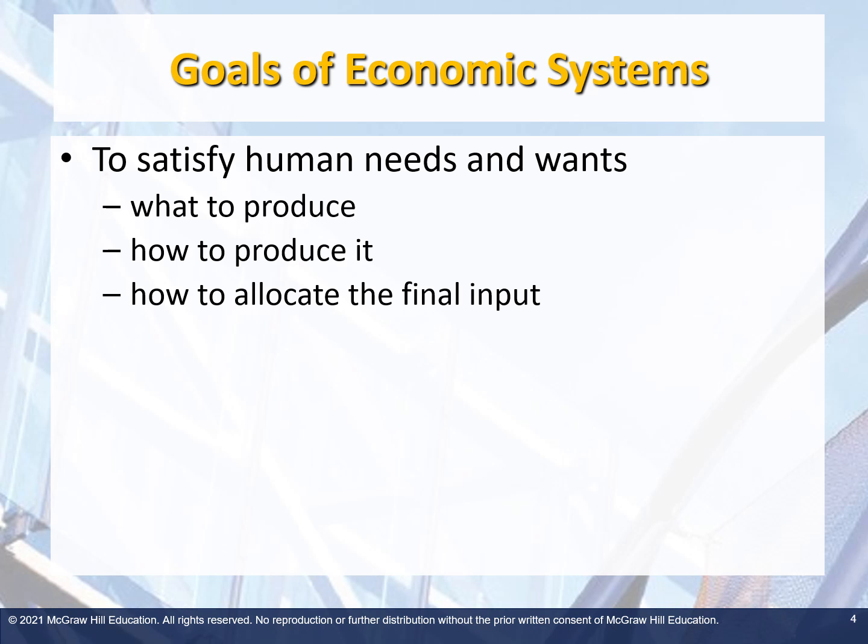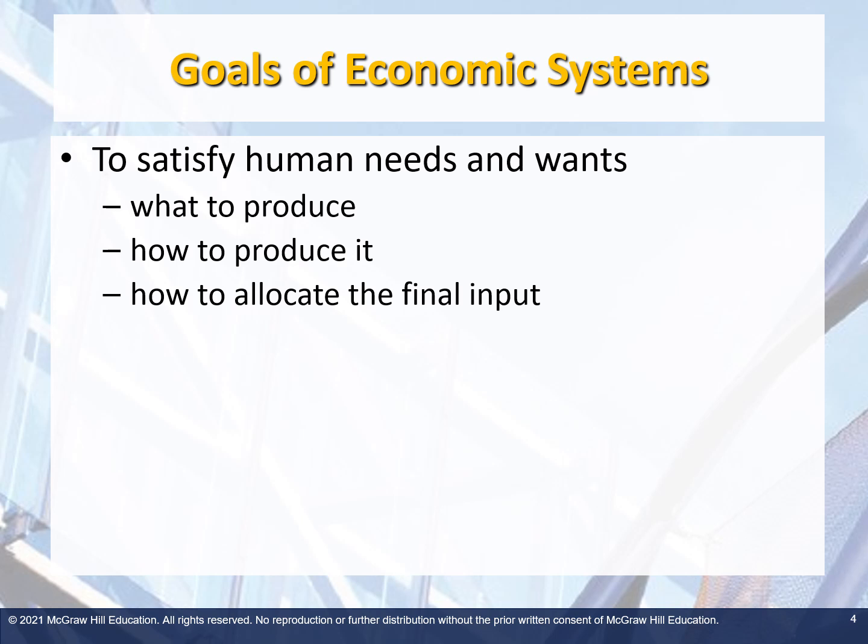Economic systems are designed to allocate resources efficiently to meet the needs and wants of individuals. This involves making decisions about what to produce, how to produce it, and how to distribute the final output. Think of it as a giant puzzle where the pieces need to fit together perfectly to ensure everyone's needs are met.